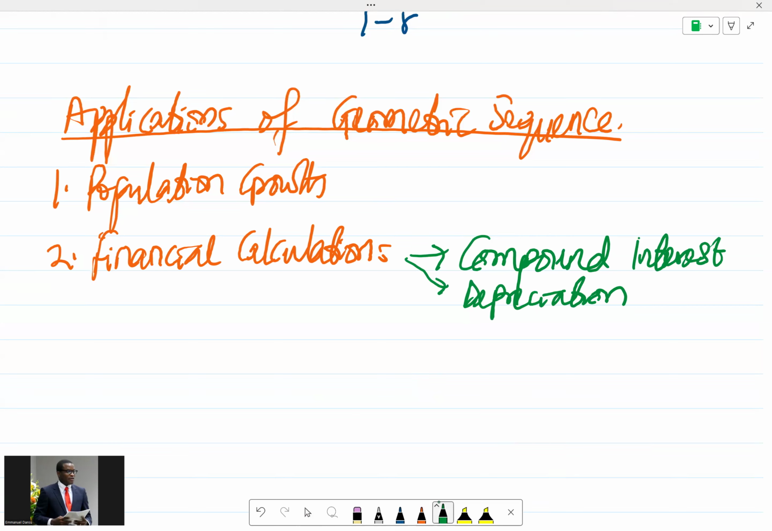Then we have it in physics and engineering.